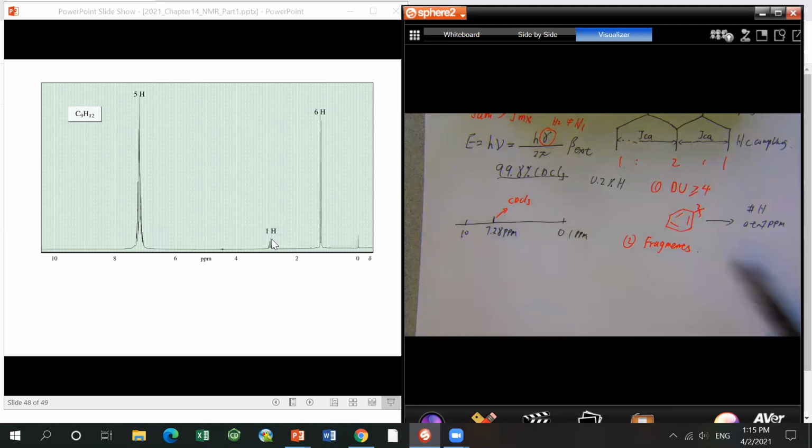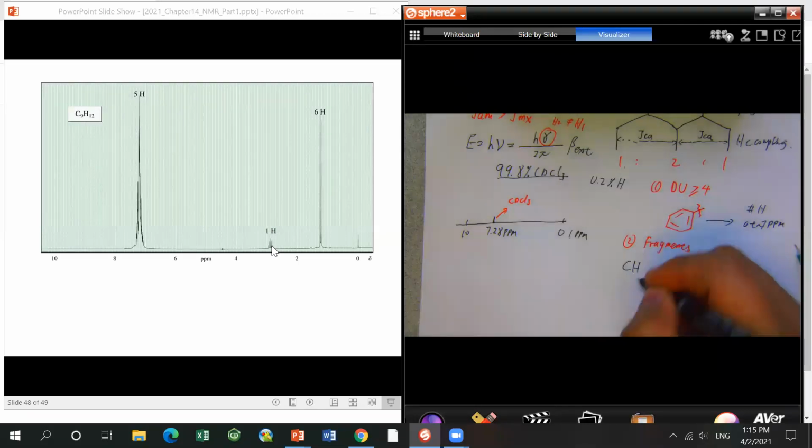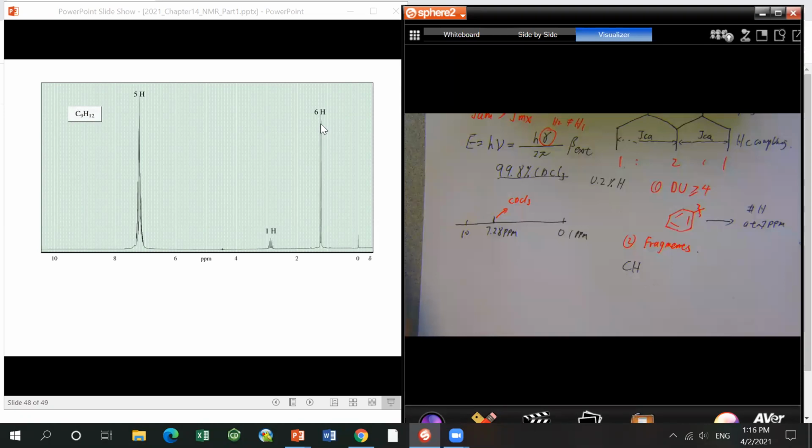Then for this example, we clearly see the first fragment is a monosubstituted benzene. And second, there's one hydrogen here, a multiplet, so we can see the formula is CH. There's no oxygen, no nitrogen, so that has to be CH. Then there are 6 protons, which more likely should be 2 CH3.